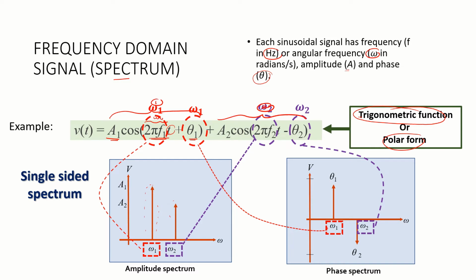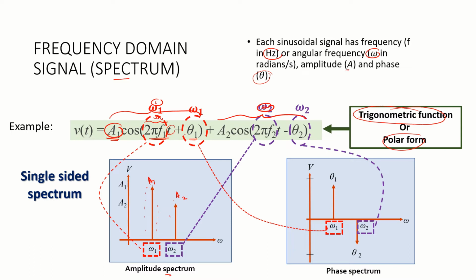And then, since this is going to be the amplitude spectrum, to know the magnitude of the amplitude, you need to look at the value in front here. So the first component, the amplitude is a1. The second component, the amplitude is a2. And the same goes for the phase spectrum.